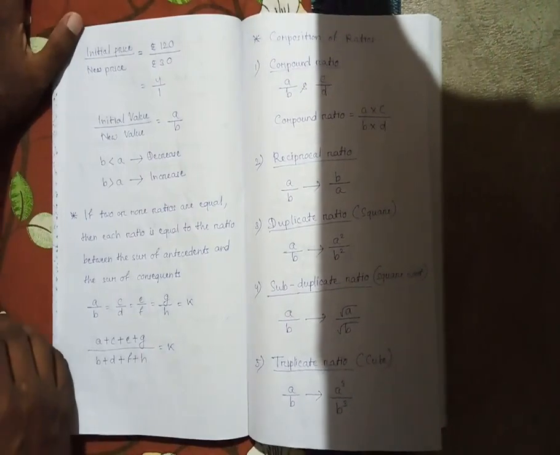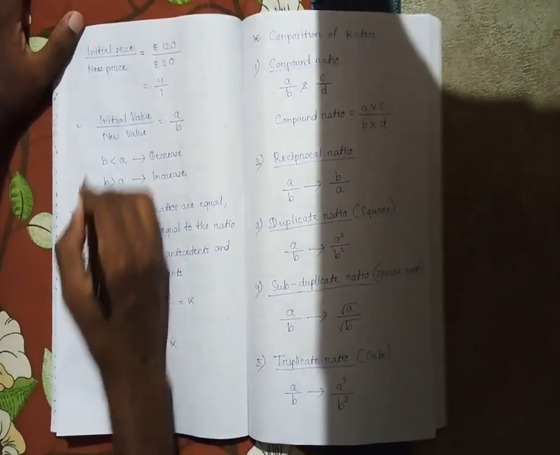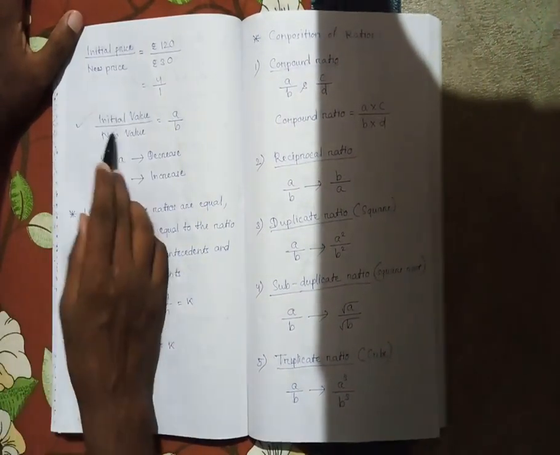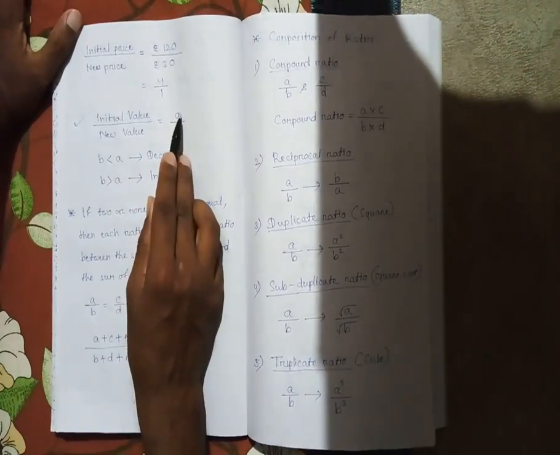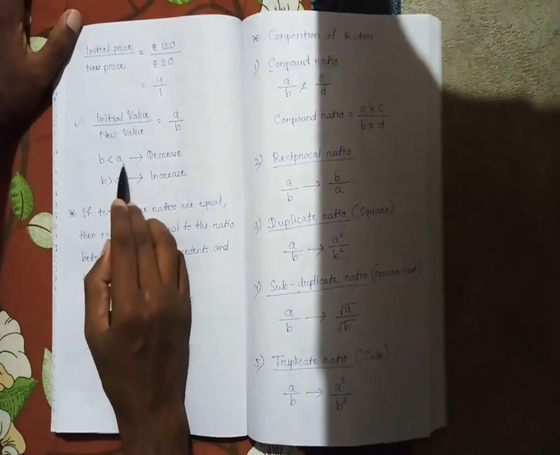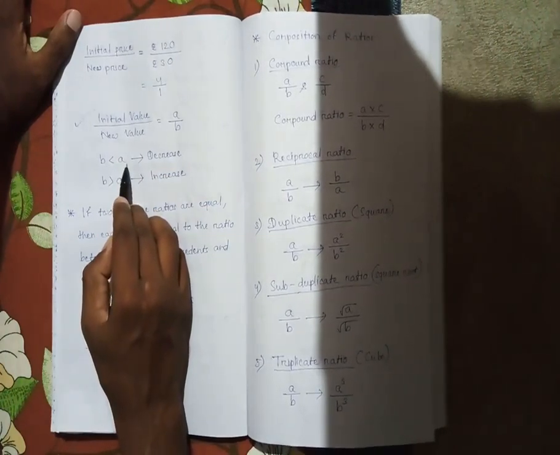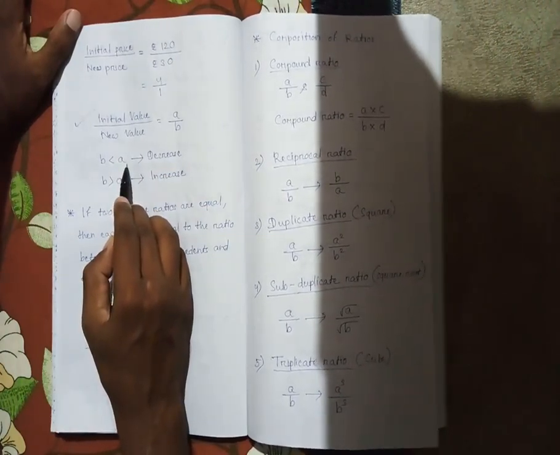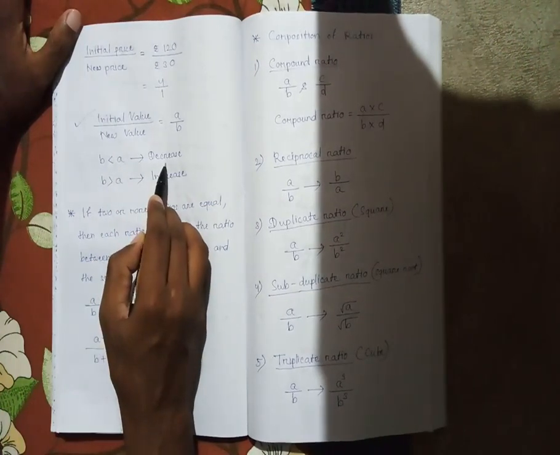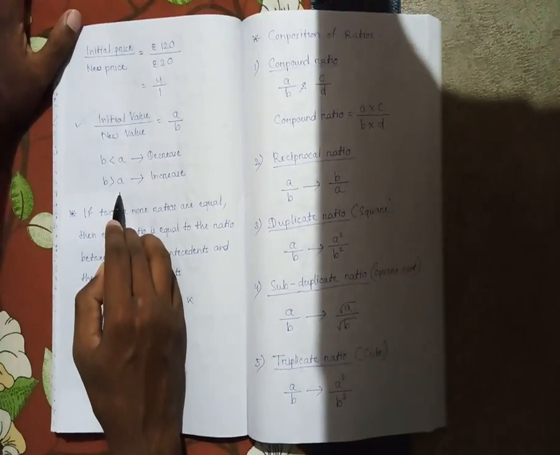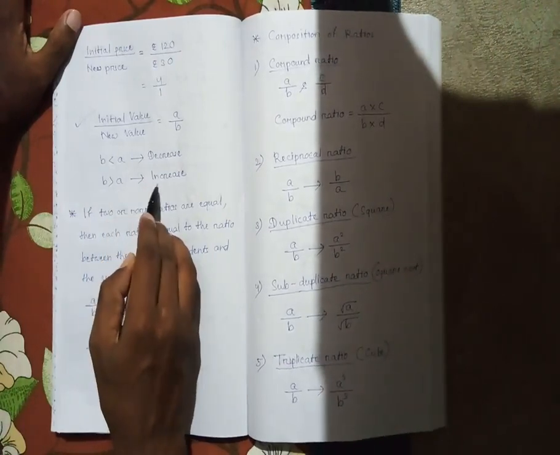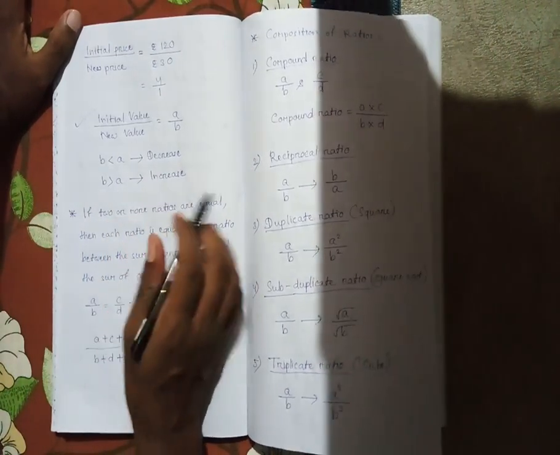So in general, initial value by new value is equal to, suppose A by B, compare A and B. If B is less than A, then we say that the value has decreased in the ratio A is to B. If B is greater than A, then we say that the value has increased in the ratio A is to B. Just you have to compare A and B.